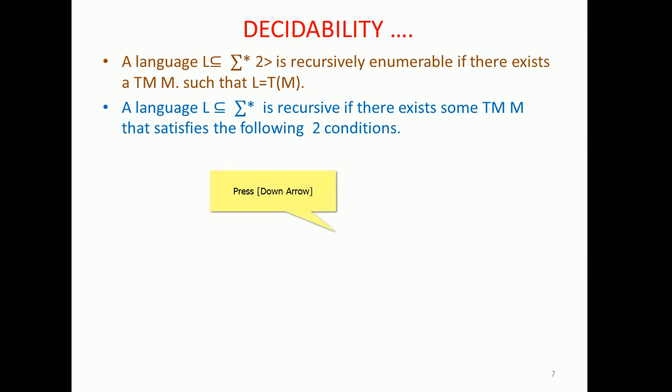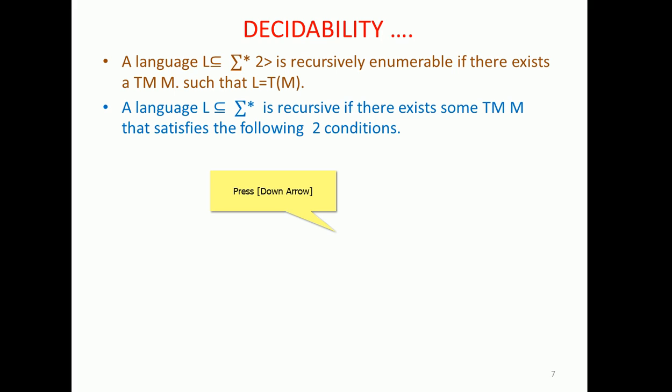Continuing, a language L that is a subset of sigma star is recursively enumerable if there exists a Turing machine model such that L is equal to T of M. A language L that is a subset of sigma star is recursive if there exists a Turing machine model M that satisfies the following two conditions.